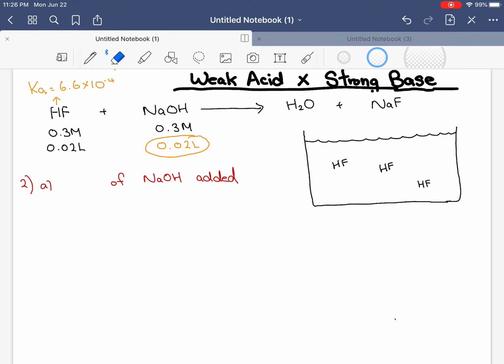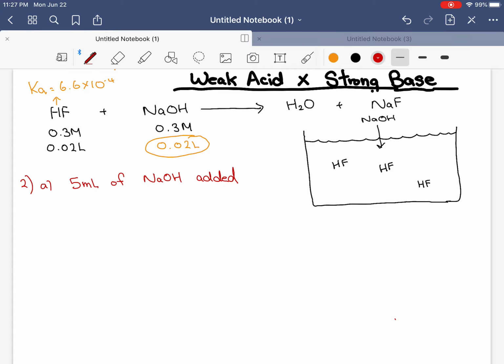This is where your knowledge has to be exercised. So let's take a look at this graph right here. I'm going to drop some NaOH in here. Now, before I begin, let me just tell you exactly how much. I'm going to add 5 milliliters of NaOH, okay? A very tiny amount. The equivalence point is 20, so this is just 1/4 of the amount.